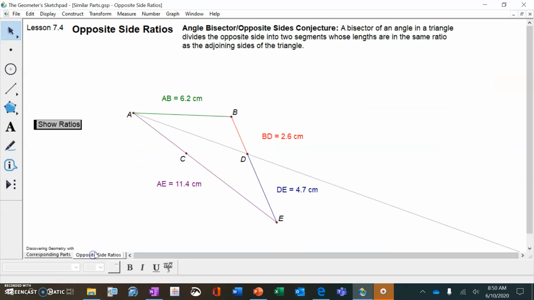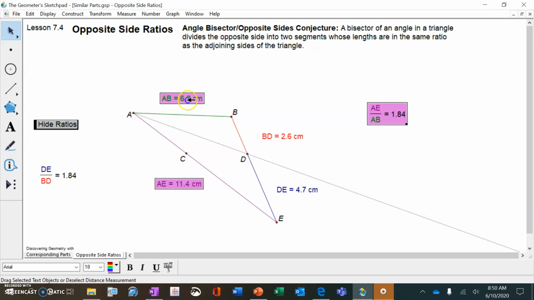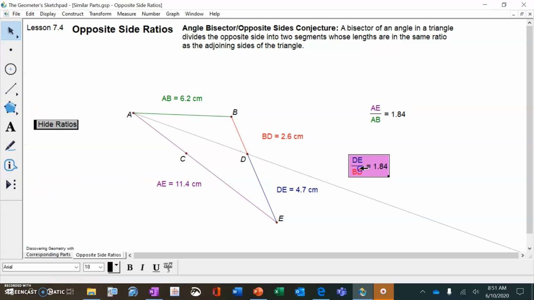Now we have one more conjecture. Okay, look what happens here. I have a triangle, and I create in here an angle bisector. So I've constructed that as an angle bisector. Okay, now look what happens. If I take this side divided by this side, I get 1.84. The angle bisector cuts the opposite side into the same ratio. See this? DE over BD is the same exact ratio.